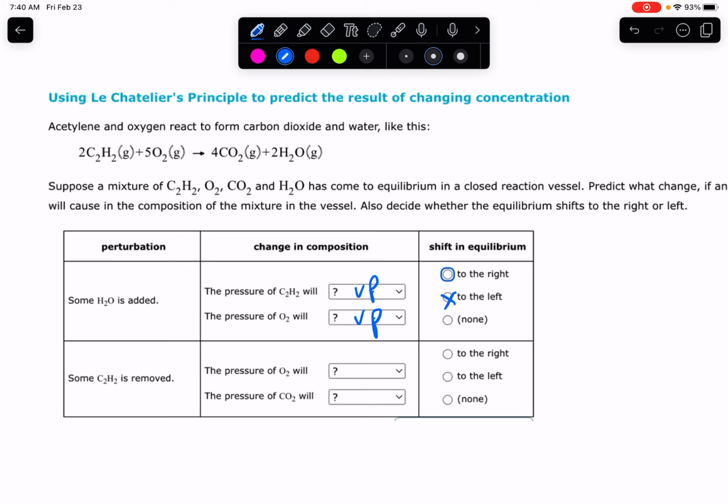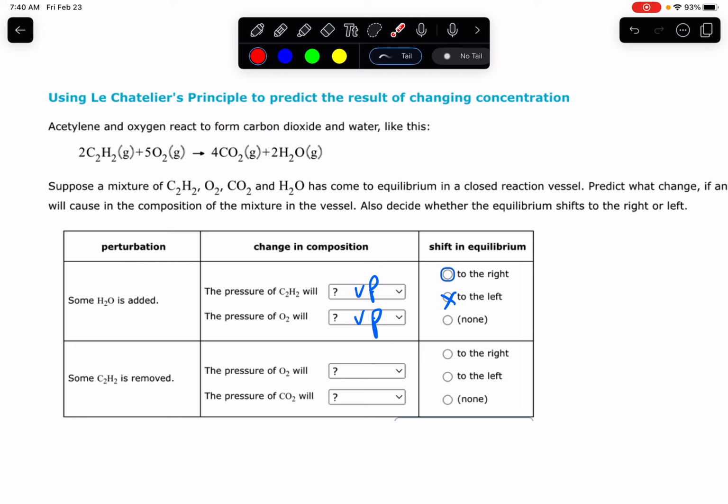Now let's go the opposite way on this. What if we were to remove C2H2? Now what we're doing is removing a product. That means we're lowering the amount of products below what they should be at equilibrium. So if we remove this, the reaction is going to move this direction to compensate for what we've just done. So the reaction is going to shift to counteract that, and it's going to shift to the left again.